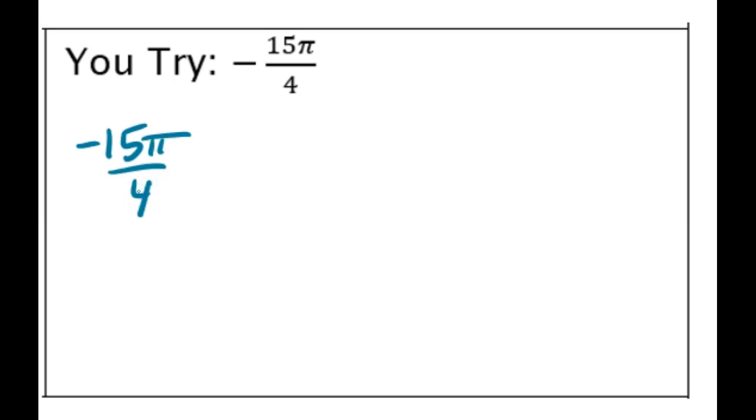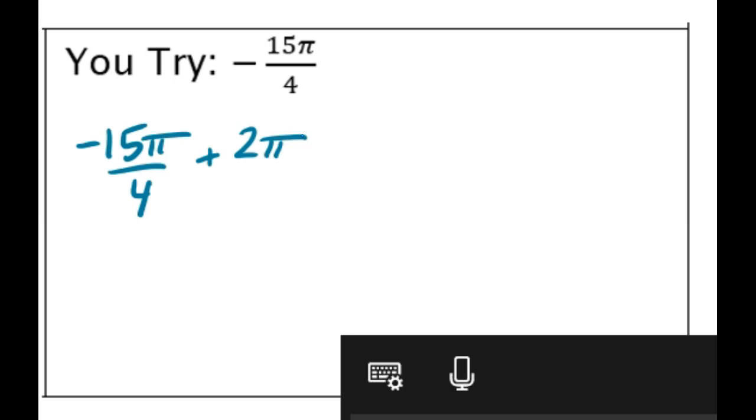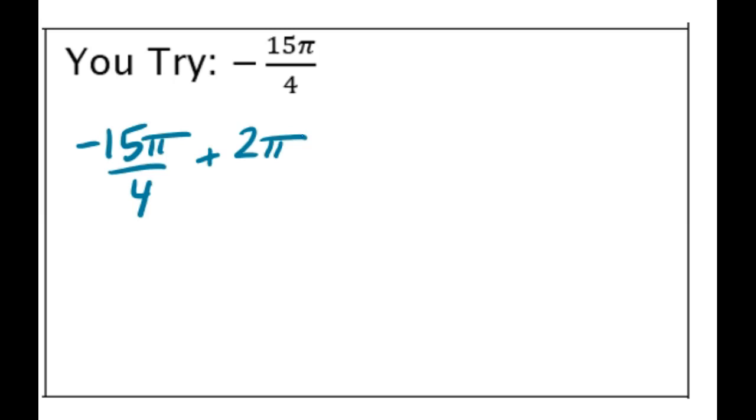And I'm trying to add 2 pi, but they do not have a common denominator. You can use a calculator. The trick is that you can't put pi in the calculator. So you would have to put in negative 15 over 4 plus 2, and then you would have to add in the pi on your own. I'm going to show you how to do this by hand, though.